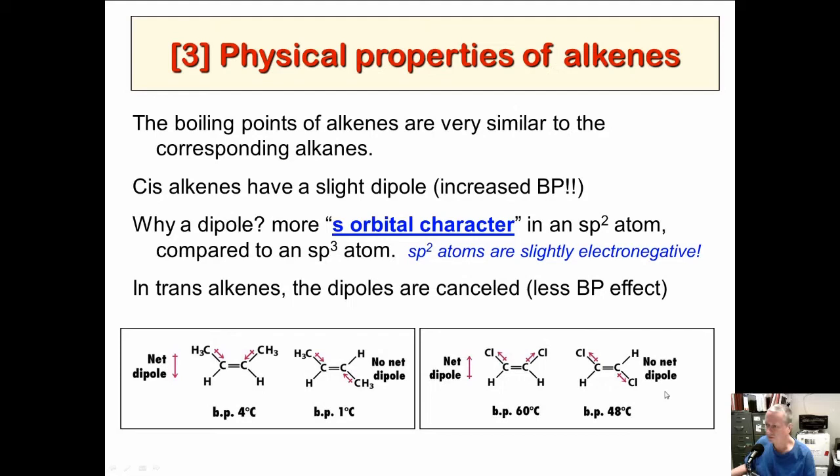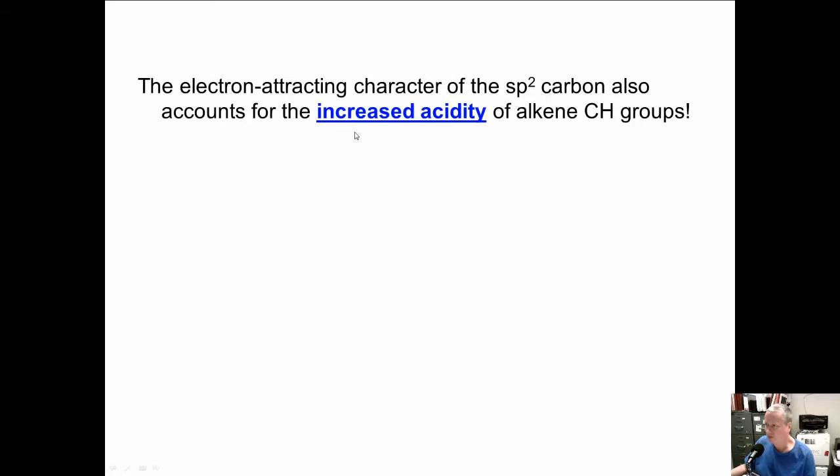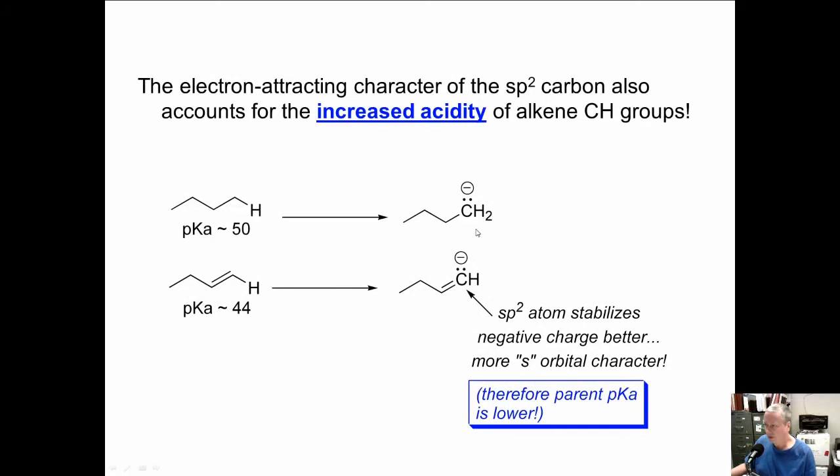Okay, so electron attracting character sp2 also accounts for slightly increased acidity. If you compare the acidity of sp2 to sp3, it's going to be slightly more acidic because you have more s character. All right, so if I consider butane, pKa is 50, which is very non-acidic. This butene is about 44, so it's a little more acidic.